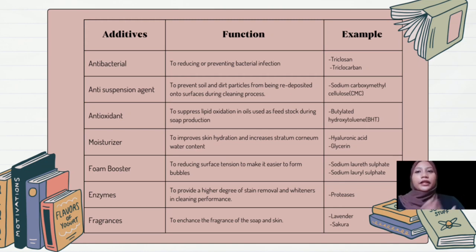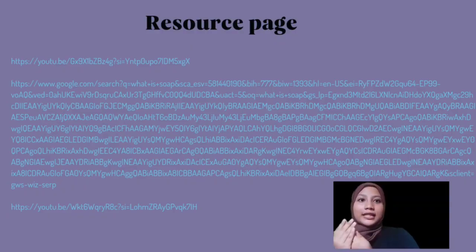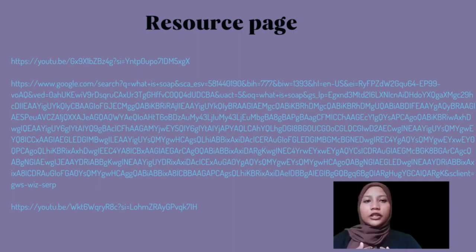Last one is fragrance. This is to enhance the fragrance of the soap and skin. Examples are lavender and sakura. So this is some research that I searched to get the information for doing this slide.